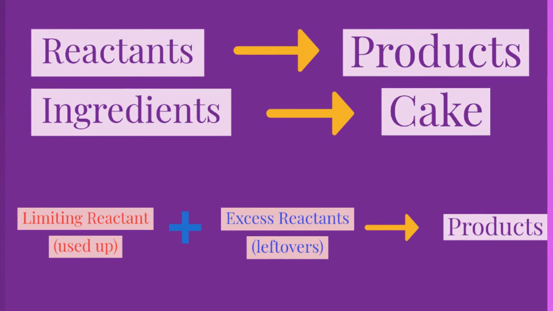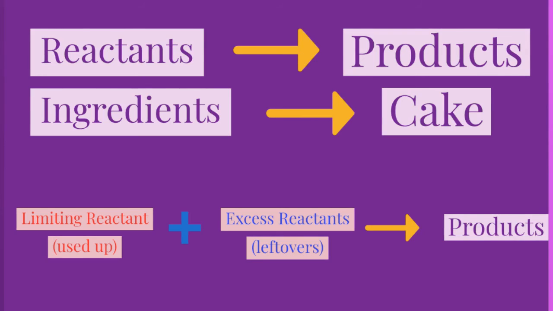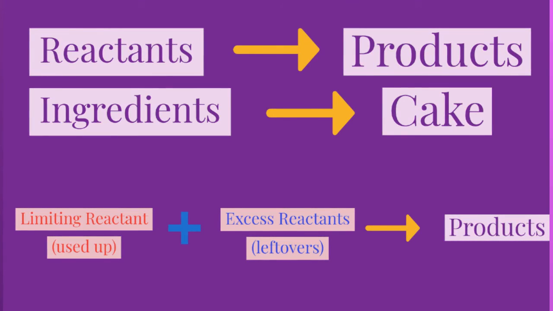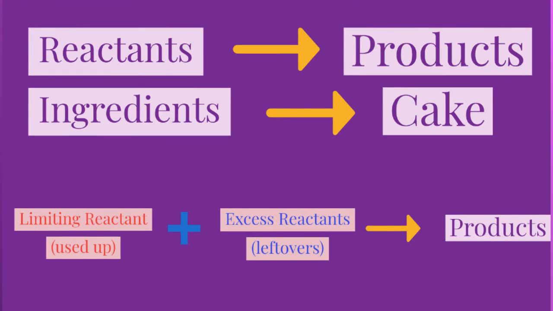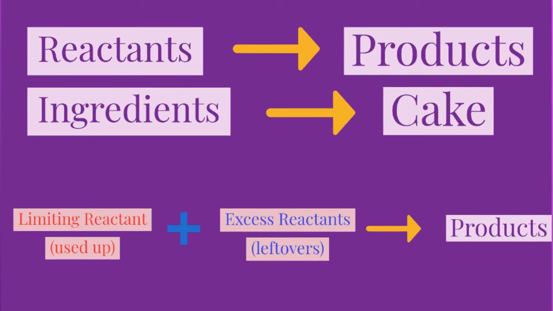The limiting reactants are the reactants or ingredients that were completely used up. If you had had more of these, perhaps you could have made more product. The excess reactants are the reactants that we had more of than we needed.